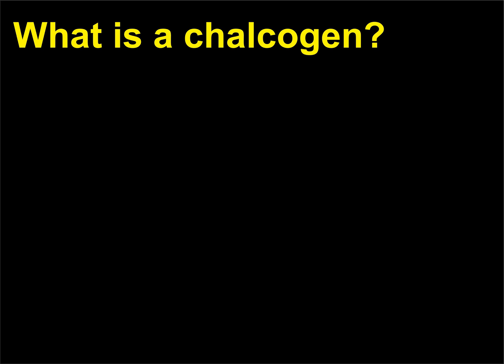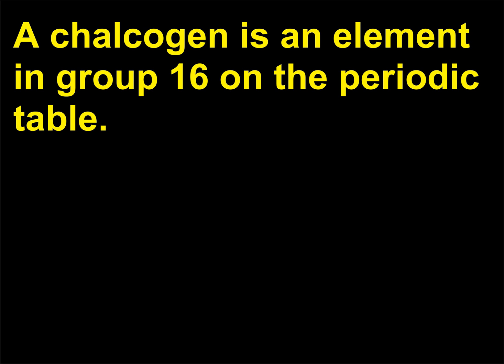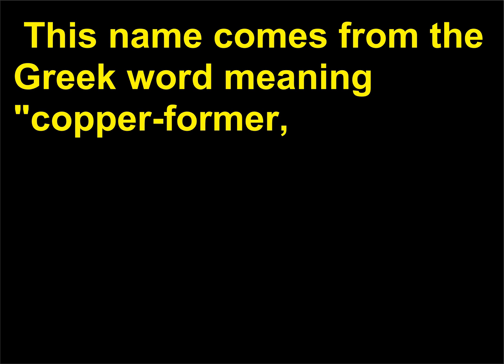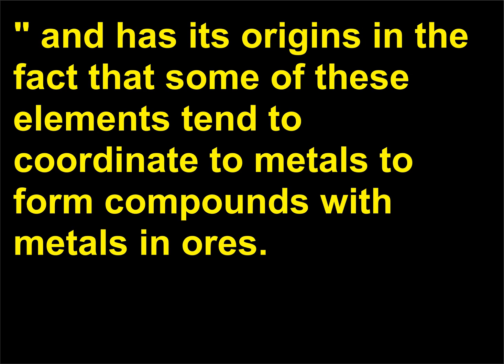What is a chalcogen? A chalcogen is an element in group 16 on the periodic table. This includes oxygen, sulfur, selenium, tellurium, polonium, and livermorium. This name comes from the Greek word meaning copper former, and has its origins in the fact that some of these elements tend to coordinate to metals to form compounds with metals in ores.